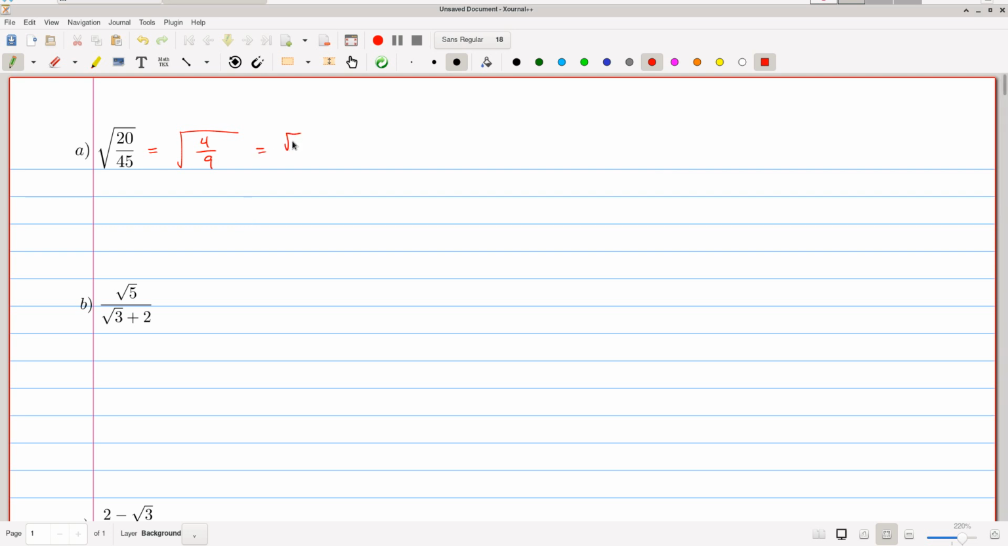This is the same thing as the square root of 4 over square root of 9. And each of those is a perfect square. So the square root of 4 is 2. The square root of 9 is 3.